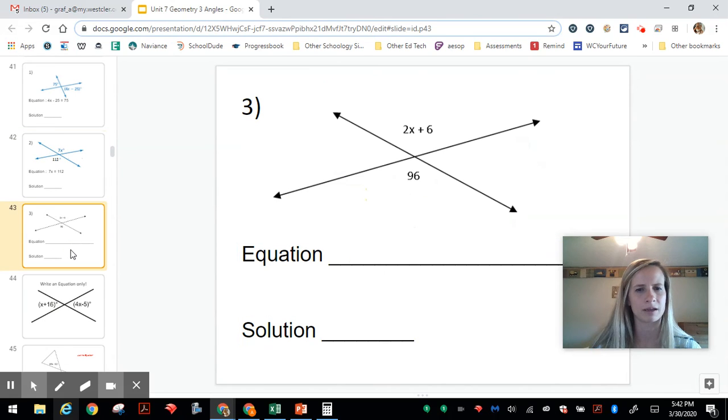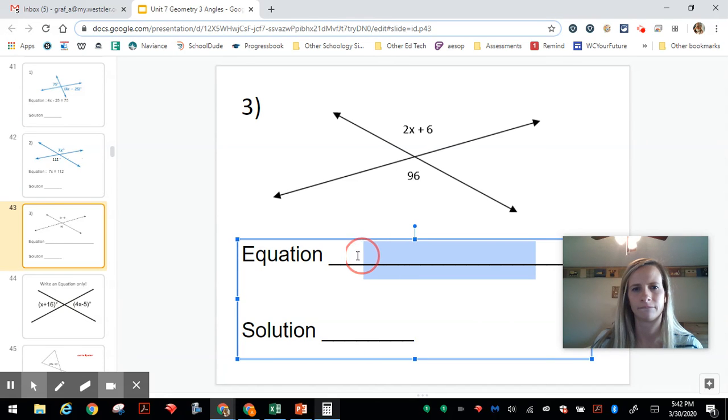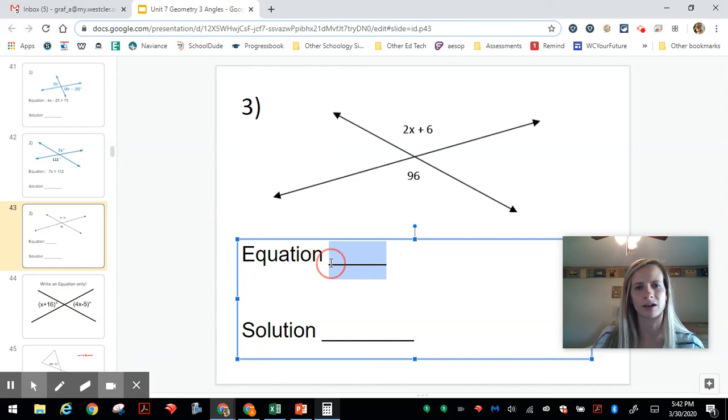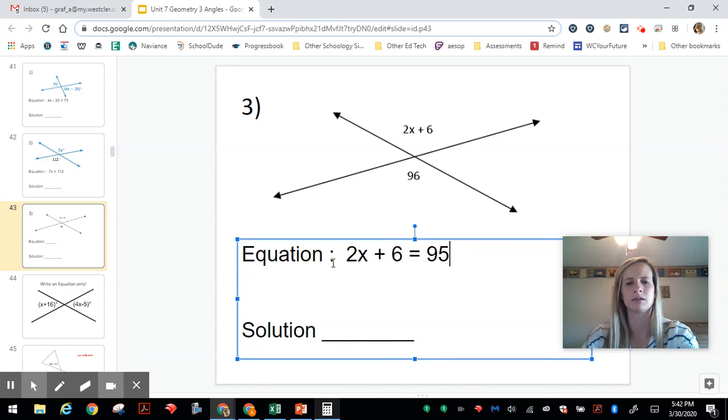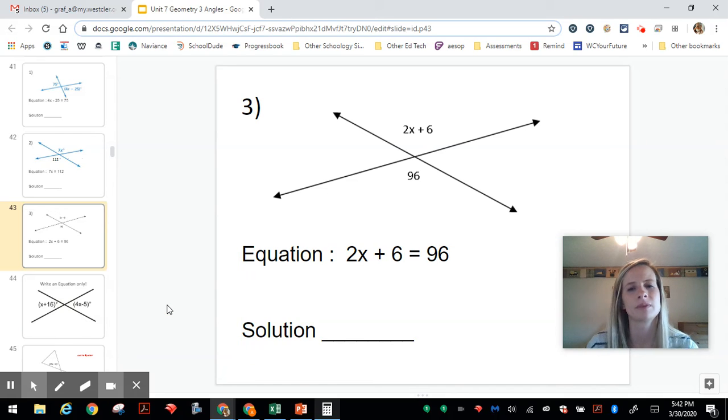All right, moving on. I would like you to try this one on your own. See if you can write the equation. So label it number 3 for the third box. See if you can write that equation. You can press pause if you're still not done. Okay, so those are vertical angles. They are equal to each other. So I would write 2x plus 6 equals 96. So that is a two-step equation. See if you can do that on your own. You can pause the video.